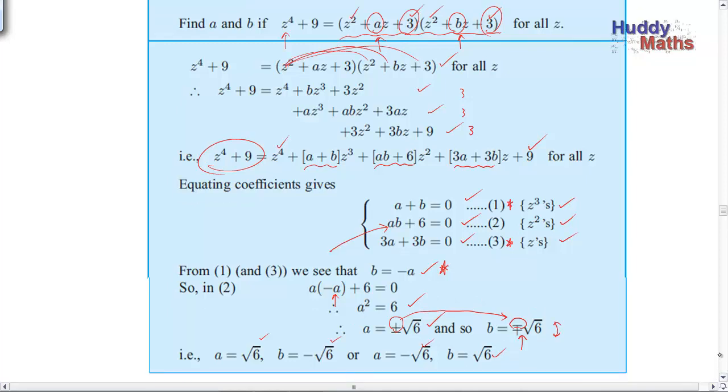The final factorised polynomial would be z squared plus root 6 z plus 3, times z squared take root 6 z plus 3. So the idea is that this is the opposite sign of that one. All right, some interesting stuff. Ways of dissecting polynomials and getting up close and personal with different ways of representing them.